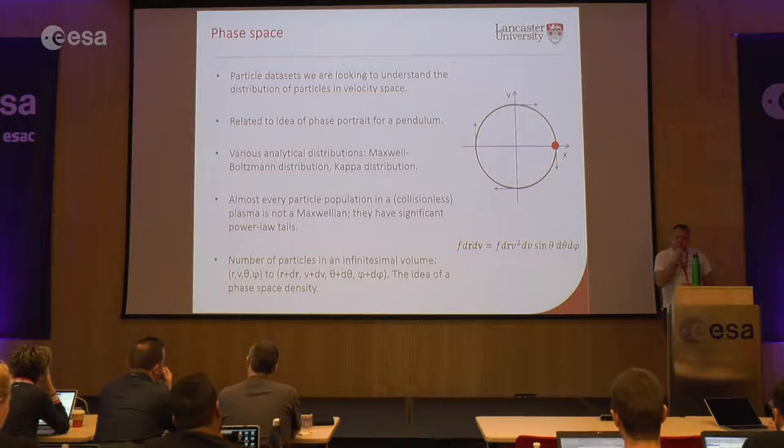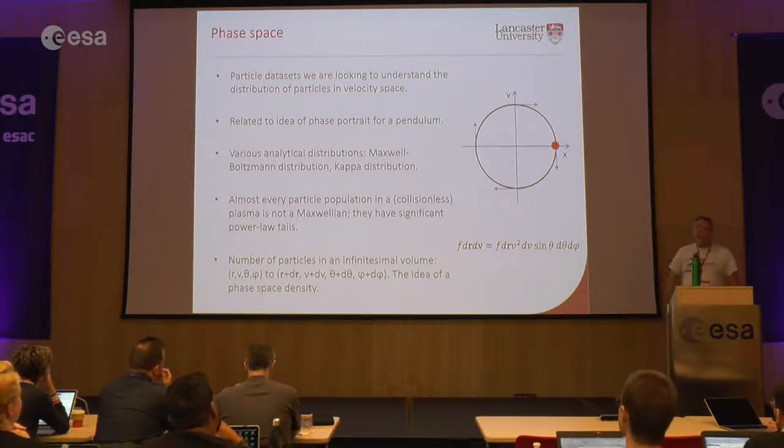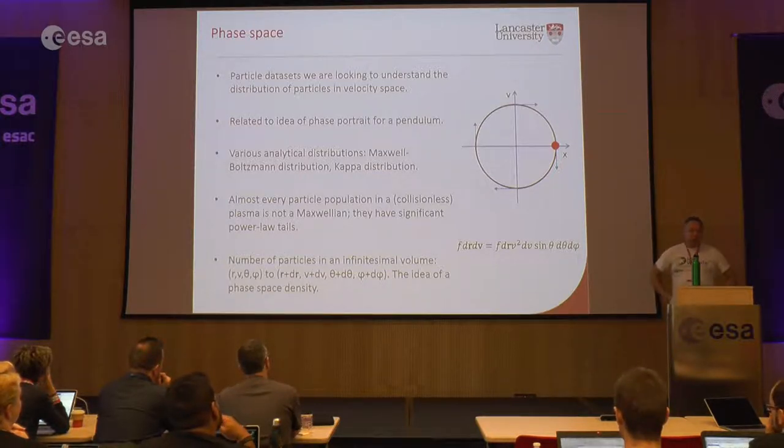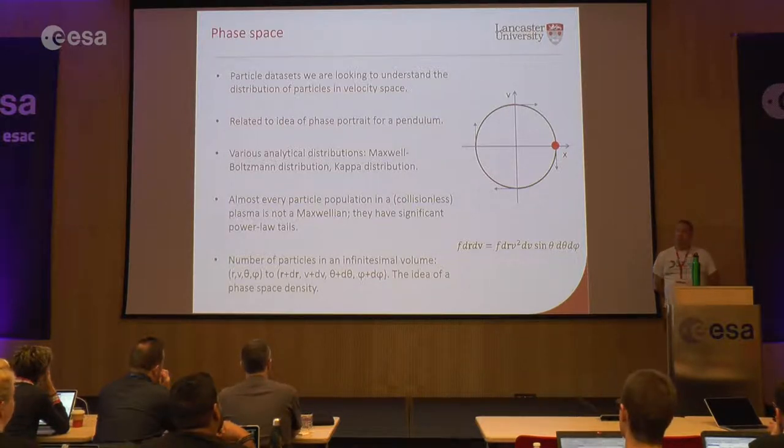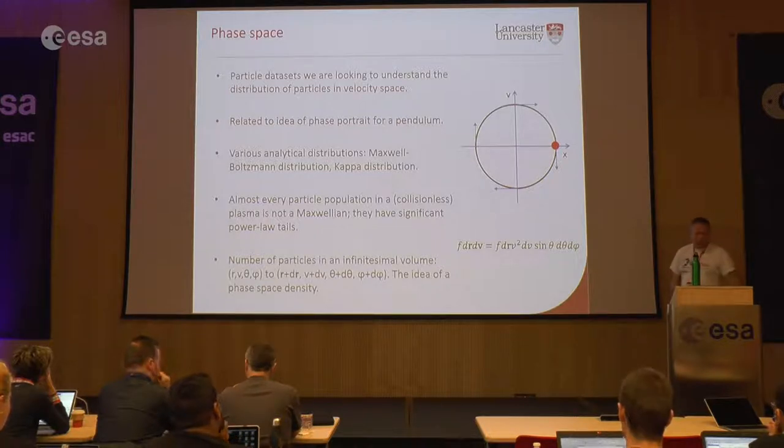I think it's important to point out that although the Maxwellian is our go-to analytical distribution, wherever we look in space plasmas, we don't see Maxwellians. We see populations with power law tails. That's an important thing to recognize and to think about, and I'm going to mention that later on, probably in the second half of the talk.